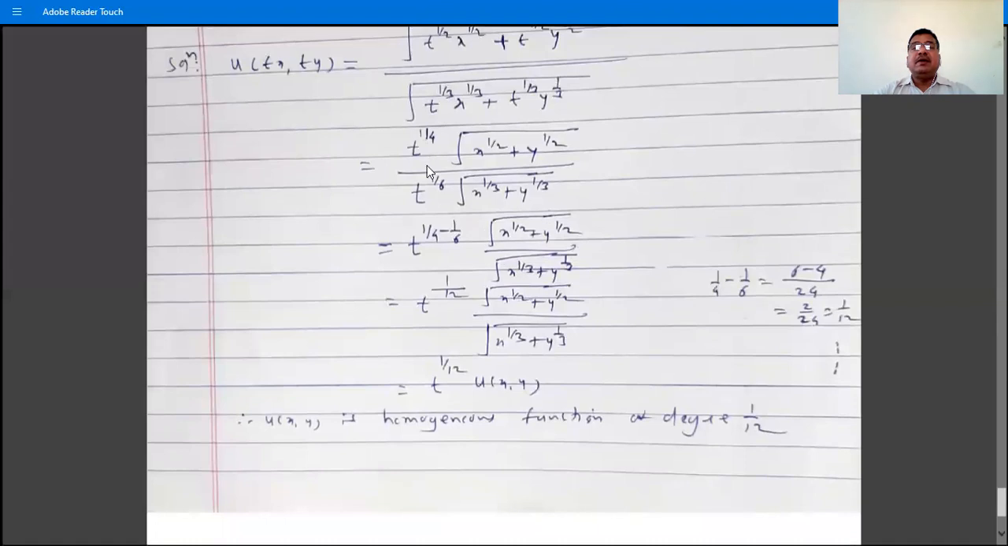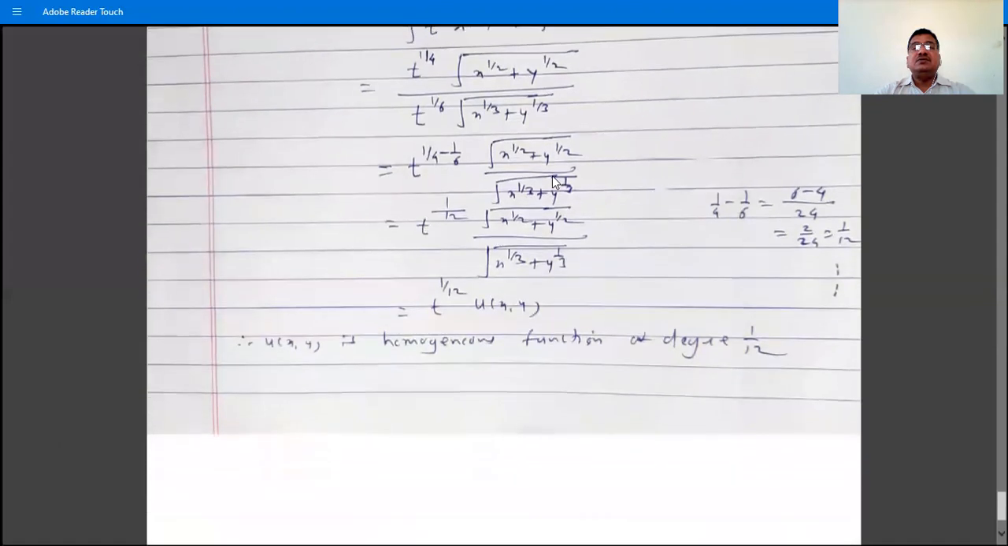Then t raised to 1/4 divided by t raised to 1/6 is t raised to 1/4 minus 1/6, because we know that x raised to m by x raised to n is x raised to m minus n, into this quantity as it is. And then t raised to 1/4 minus 1/6 is, LCM 24, 6 minus 4, that is 2 by 24, that is 1 by 12. So we have t raised to 1/12, and this function as it is, the root of x raised to half plus y raised to half divided by x raised to 1/3 plus y raised to 1/3.